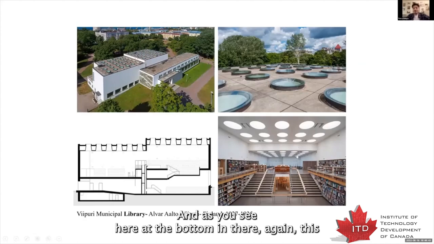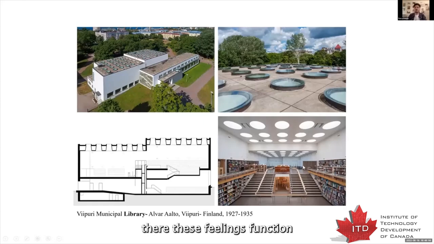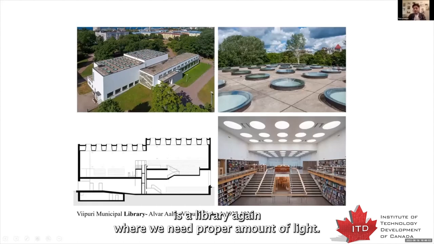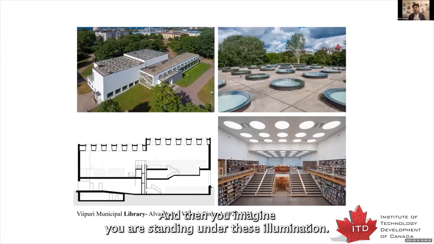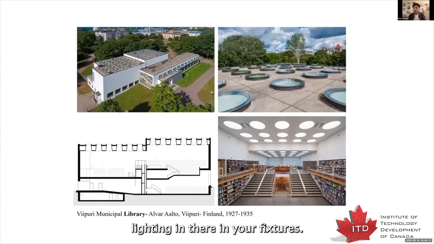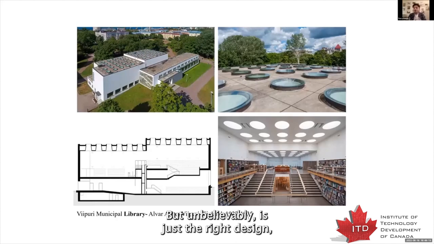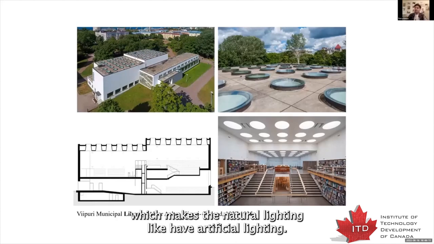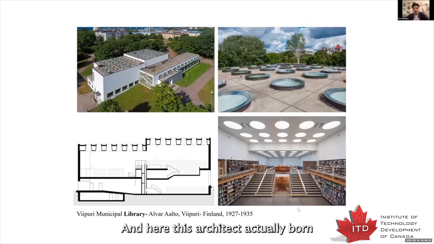And as you see here, at the bottom, this building's function is a library, again, where we need a proper amount of light. When you imagine you are standing under this illumination, when you look at the ceiling, you have a fluorescent lighting in your fixtures, but unbelievably, it's just the right design which makes the natural lighting like artificial lighting. And here, this architect actually won the Pritzker Prize this year, which is like a Nobel in science.